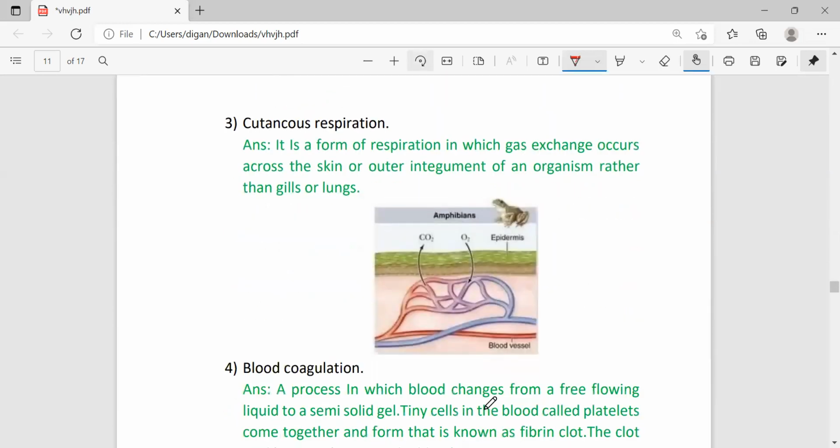Then cutaneous respiration. Cutaneous respiration means the respiration where gas exchange takes place across the skin or outer integument of an organism. For example, in case of amphibians, this type of respiration is seen. Look, carbon dioxide and oxygen exchange takes place through the skin. That's why it is called cutaneous respiration.